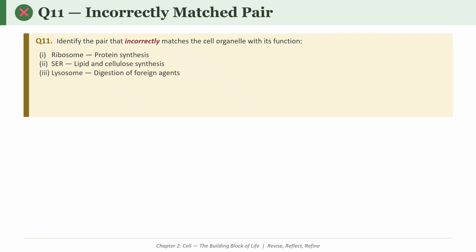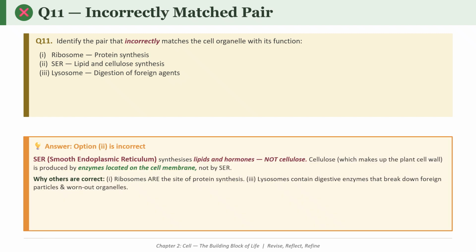So incorrectly matched pairs, we have to find out. Identify the pair that incorrectly matches the cell organelles with their function. First one is ribosome, protein synthesis; then smooth endoplasmic reticulum, lipid and cellulose synthesis; lysosome, digestion of foreign agents. Let's see the answer for this one. Second option is incorrect. Why?